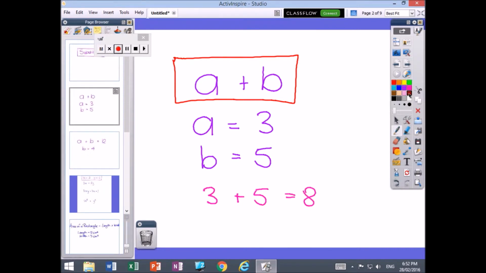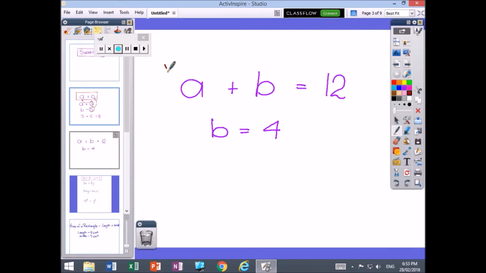And it's just important that you see that the 5 has gone in the place of the b and the 3 has gone in the place of a. So that's the main key information when we're talking about substitution. We're finding the value for something and substituting it in the place of a pronumeral in a formula.